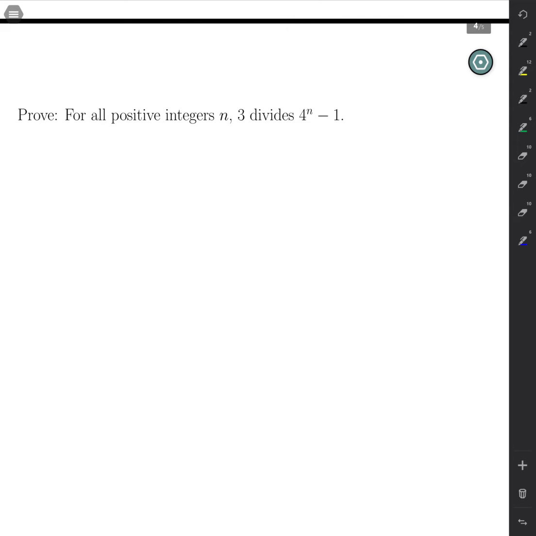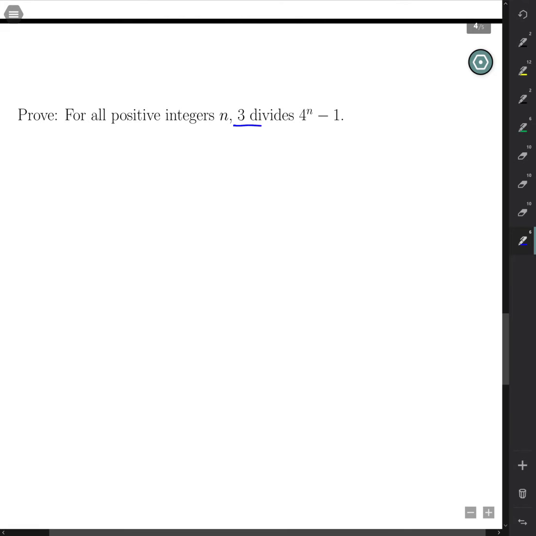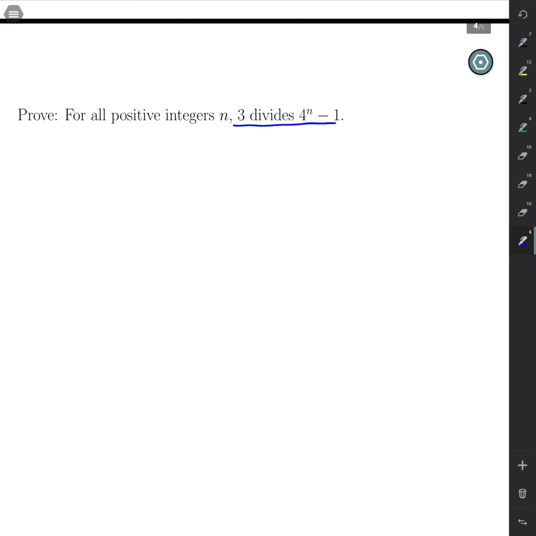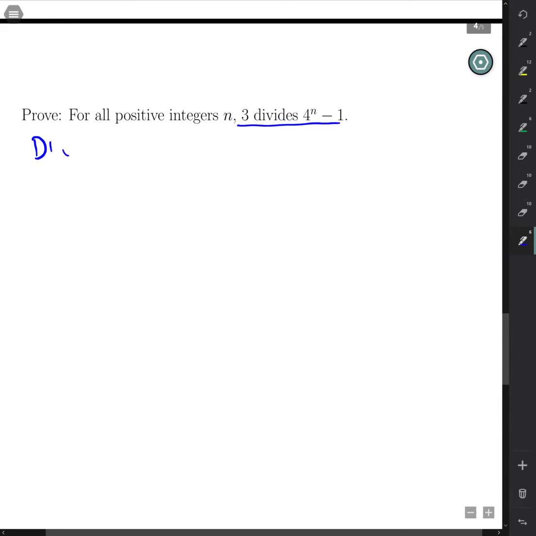We're going to do another example, this time using a slightly different idea in terms of the types of problem that we're going to do. We're going to prove that for all positive integers n, 3 to the n divides 4 to the n minus 1. So all powers of 4 minus 1 are divisible by 3. Now let's talk about divides first of all.